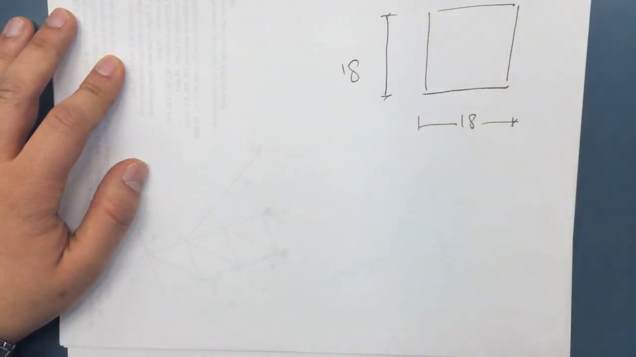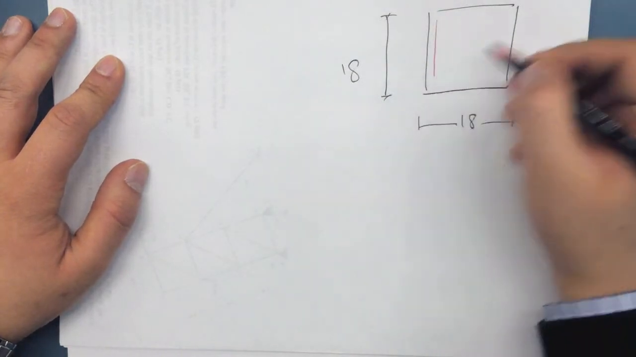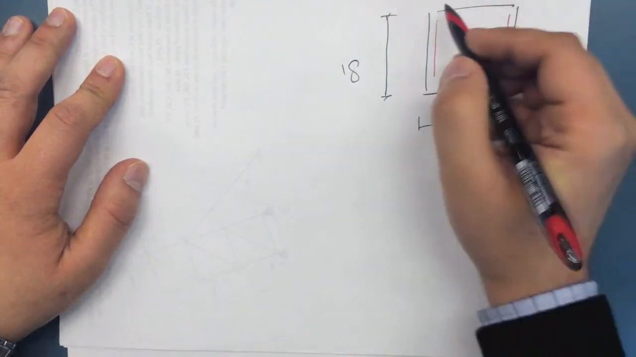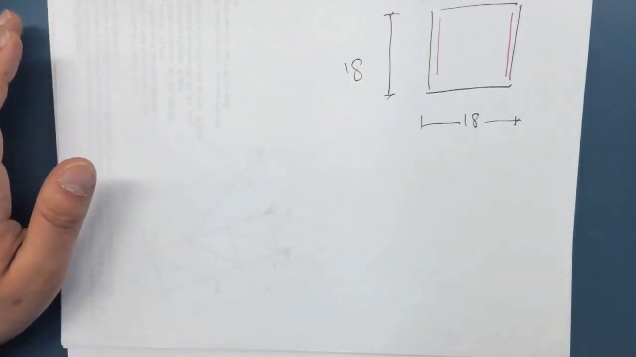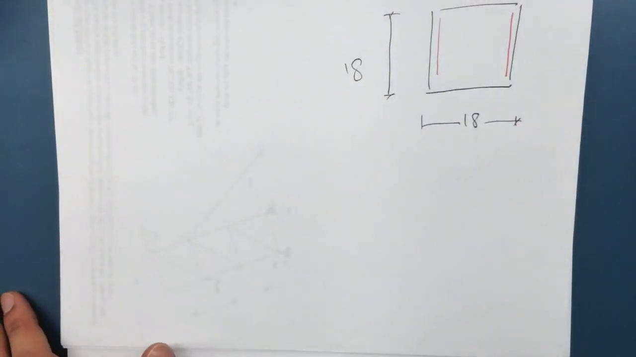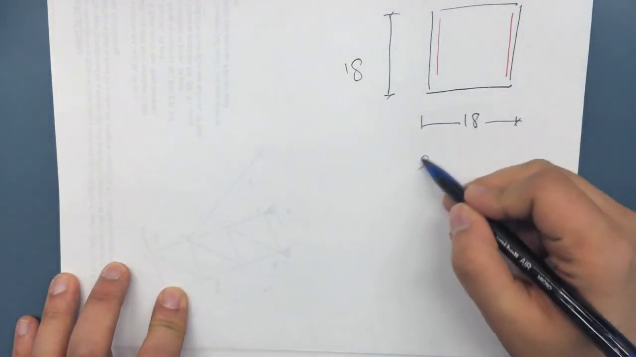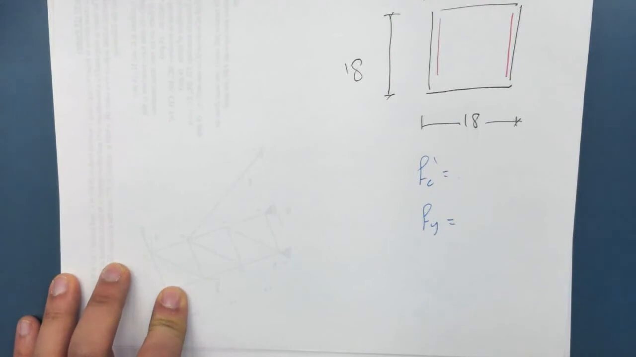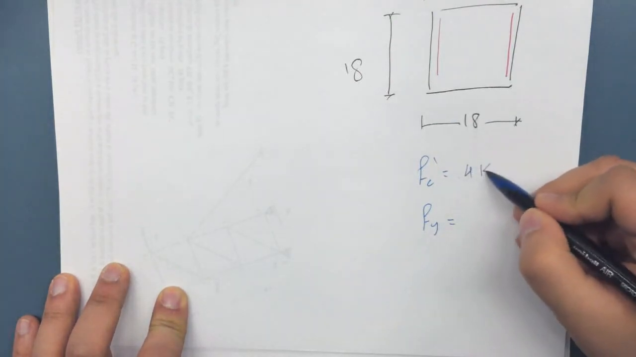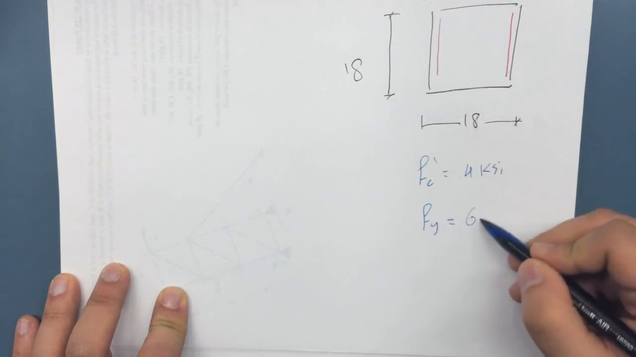And we have reinforcement here and here. So it's kind of implied that the moment is going to go this way. You will always be given in this kind of problem what is f'c and what's the yield stress. If f'c is equal to 4 ksi and if fy is equal to 60 ksi.